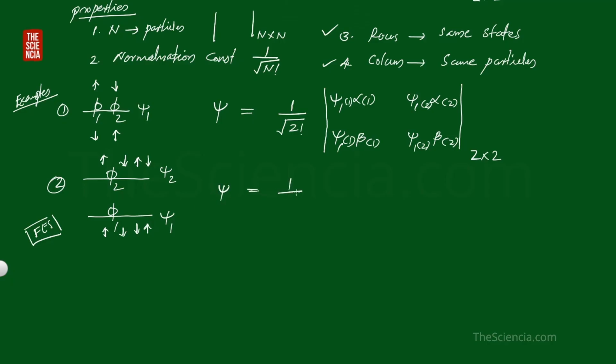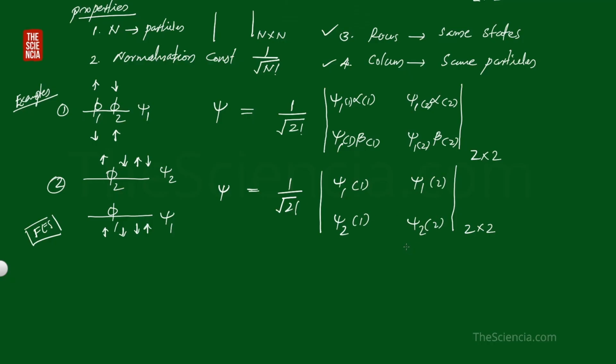That is 1 by root n factorial, that is 2 particles are there, so 2 factorial, and the determinant will be a 2 by 2 determinant, and the third condition, that is rows same state, columns same particle. So these are the same states, phi 1, phi 1, rows same state, right? And now you have to fill the particles, that is in a column, same particle. So this will be 1, this will be 1, this will be 2, this will be 2.